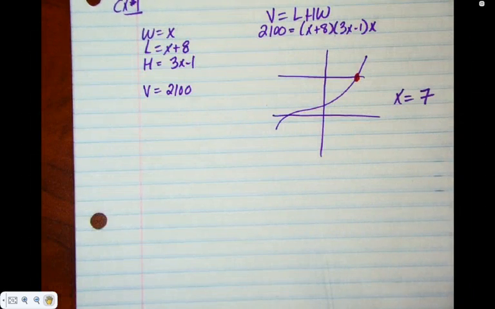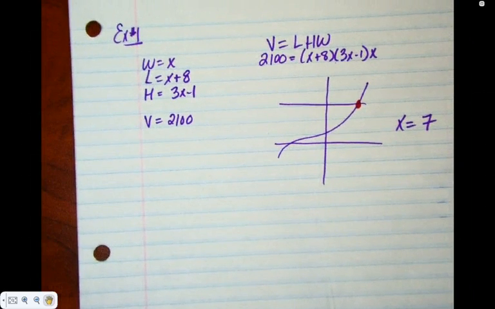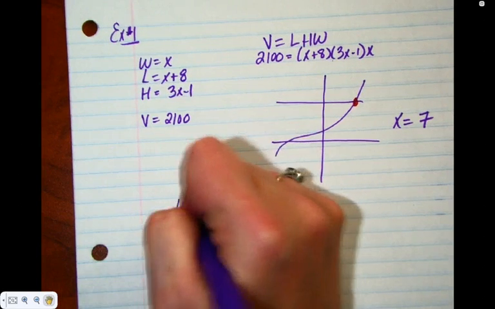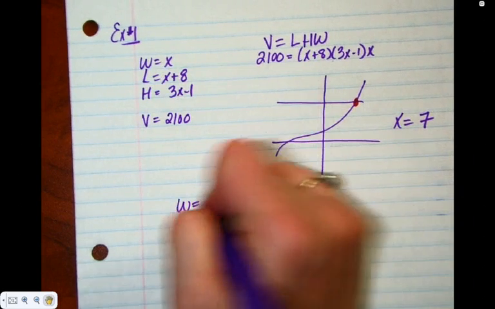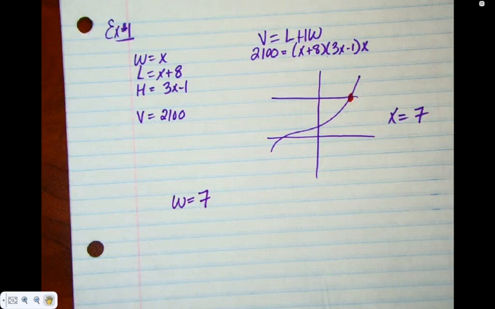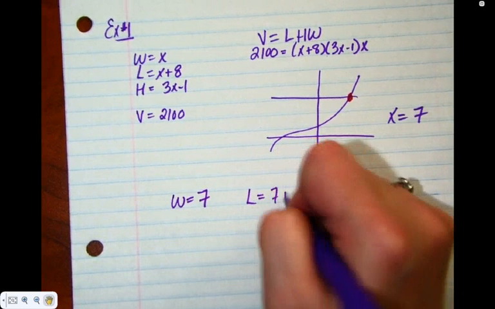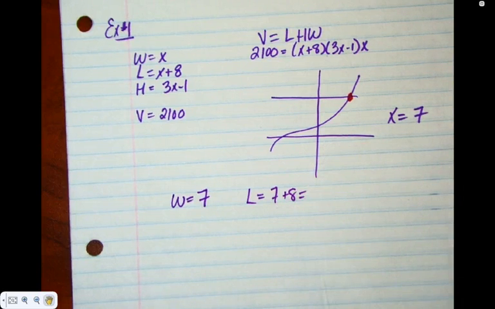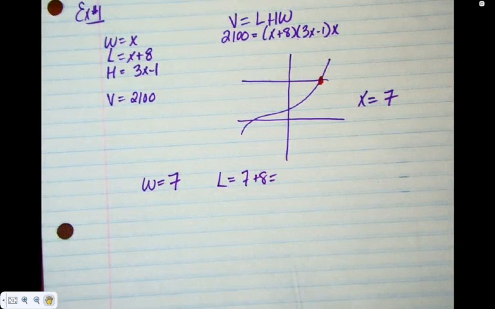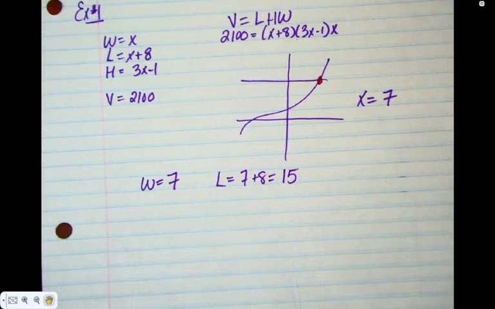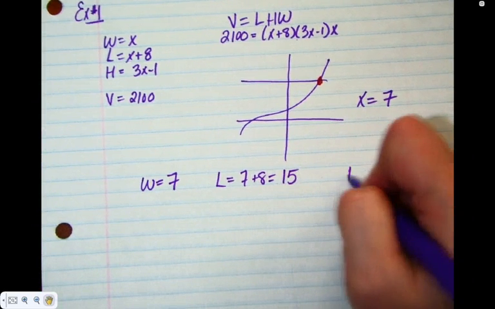Are we done? Have we answered this question? No, it wants the 3 dimensions. All we have found is the width, because the width is 7, x is 7. How do we find the length? 7 plus 8, which is? What about the height?